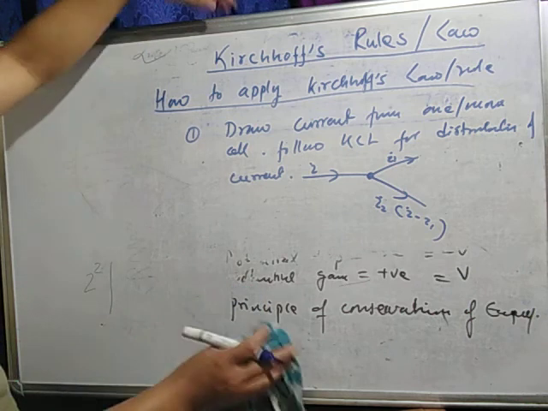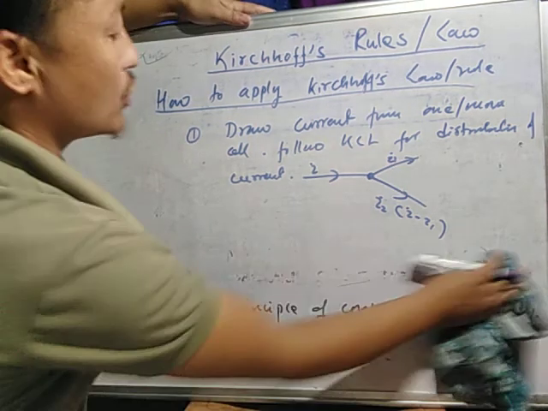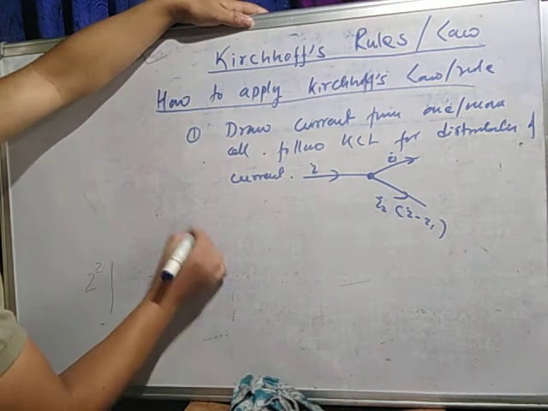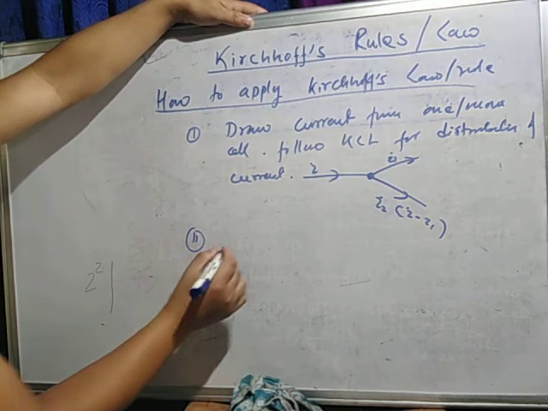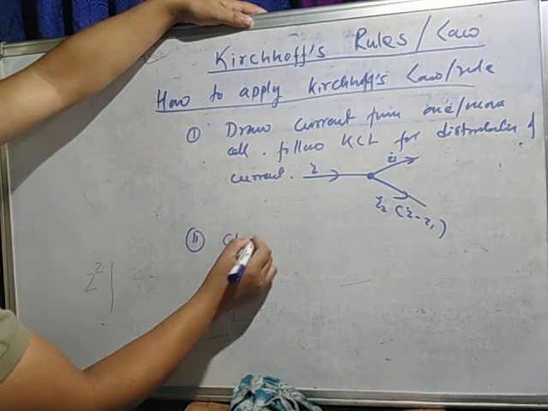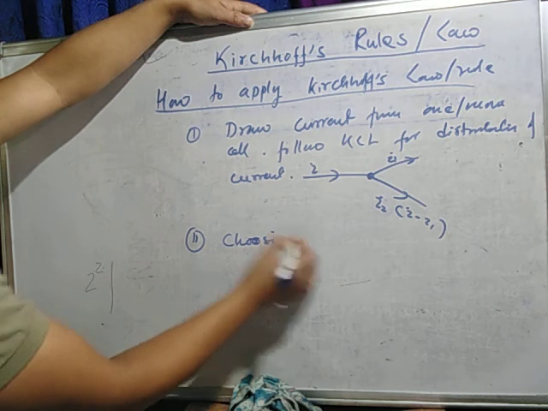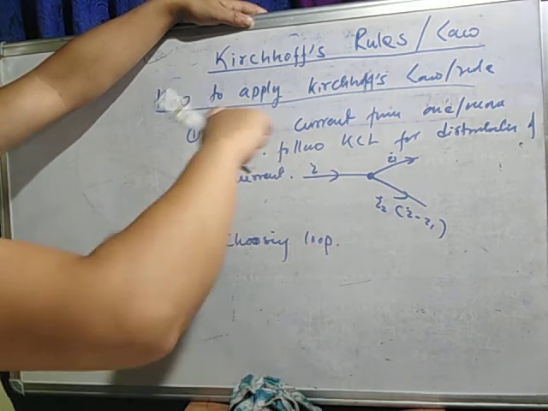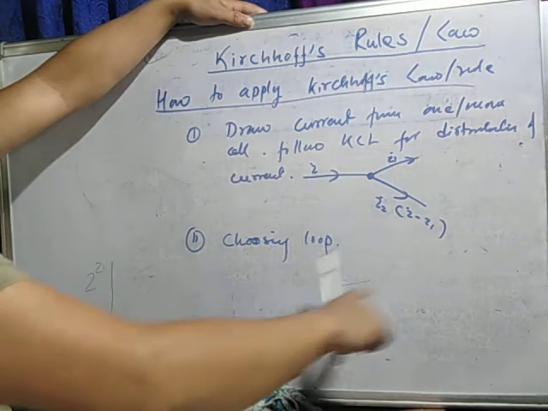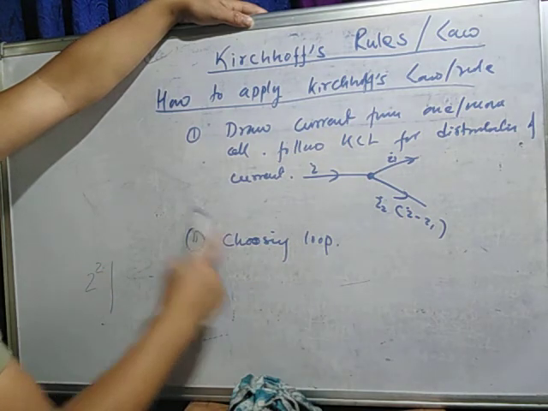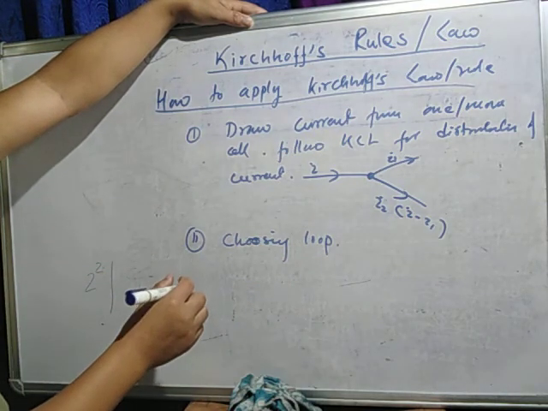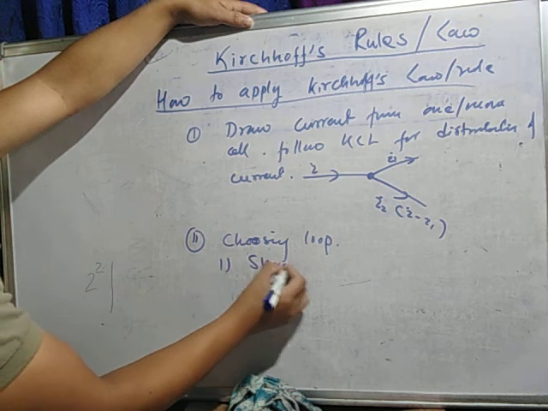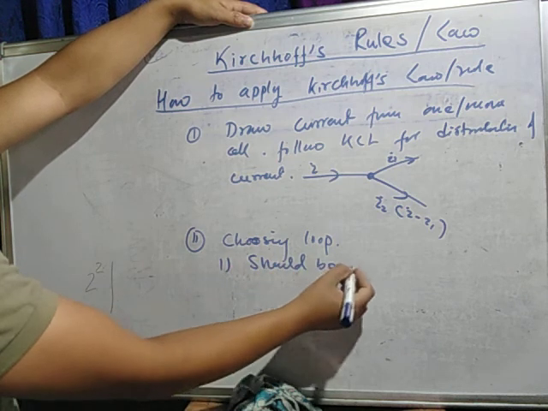Next, what you have to do? Second number, choose a loop, isn't it? Second is your voltage, isn't it? Choosing a loop. How you choose the loop, isn't it? Loop means when you start from one point and come back to the same point, that is your loop, okay. So loop should be how much? Should be closed.